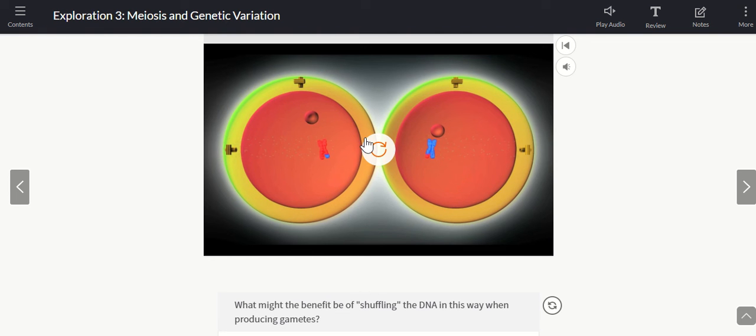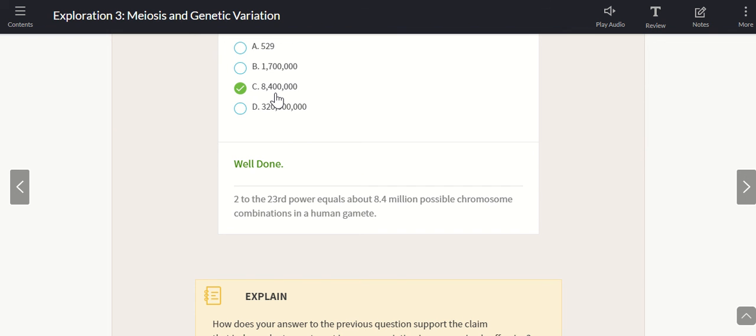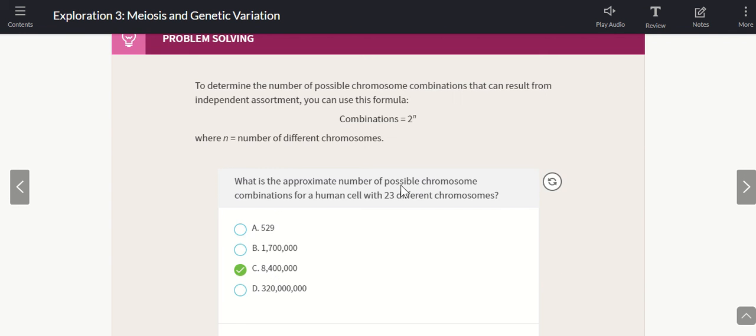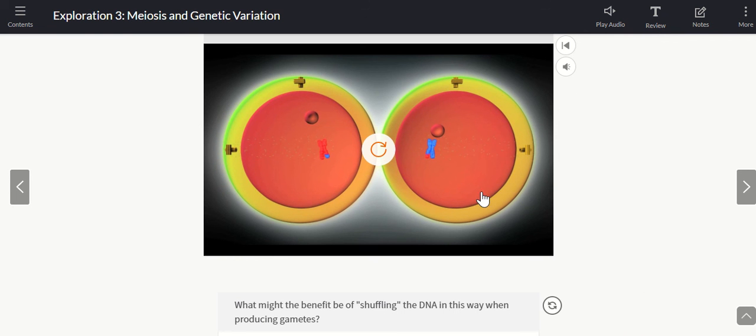And so that random trading of sections of the DNA creates another layer of variation, so that even if you had 2 out of 1.84 million combinations that turned out to be exactly the same through independent assortment, the likelihood that they would have also traded exactly the same segments of DNA during crossing over is exceptionally low. And this is how we can make sure that even siblings that are built from the same gene pool do not have identical DNA structures.